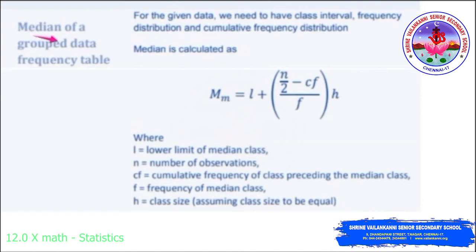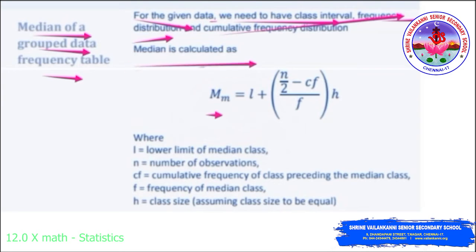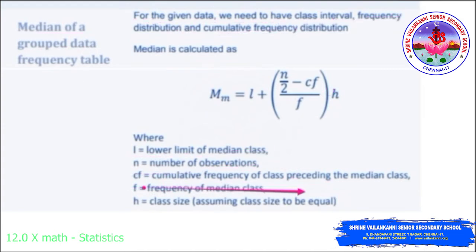Now we are going to see the median for grouped data. In order to find out the median, we need to have the cumulative frequency distribution, where the cumulative frequency is formed by adding a frequency with the preceding frequencies in the frequency column. Median is equal to L plus (n by 2 minus CF) divided by f into h, where L is the lower limit of the median class, n is the number of observations, that is summation of fi, and CF is the cumulative frequency preceding the median class. f is the frequency of the median class, and h is the class interval.